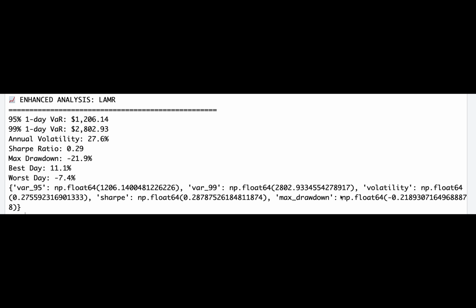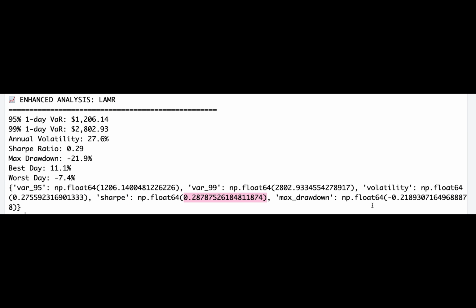Python, a code that I drew up, looks at the value at risk. You're looking at the fact that we are 95% confident that you will lose $1,206 if you put in $50,000. You have a high risk of 27.6%. On top of that, your Sharpe ratio should be high, but it's only 0.29, and the maximum drawdown is close to 21.9%. Your best day is 11.1%, and your worst day would be negative 7.4%.